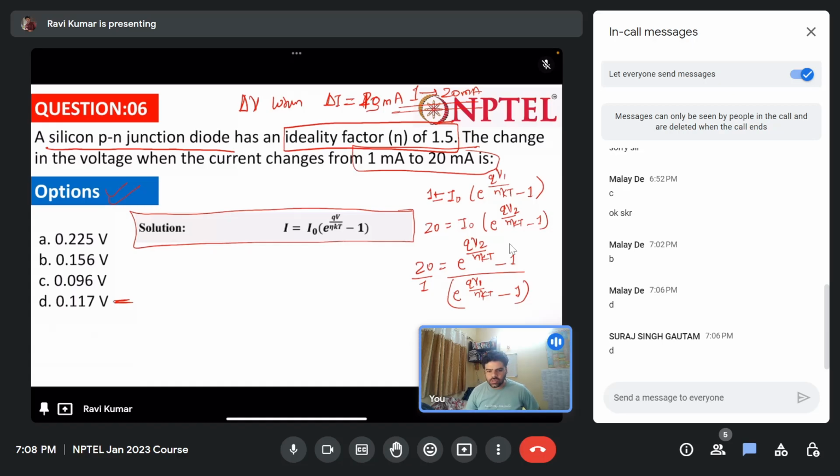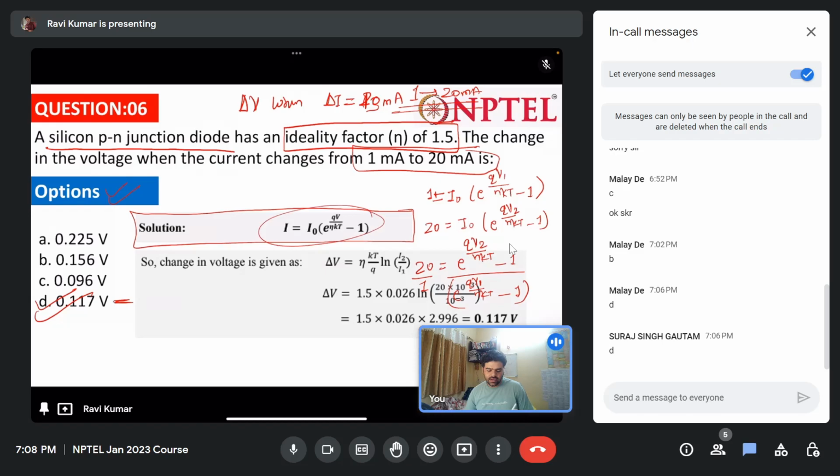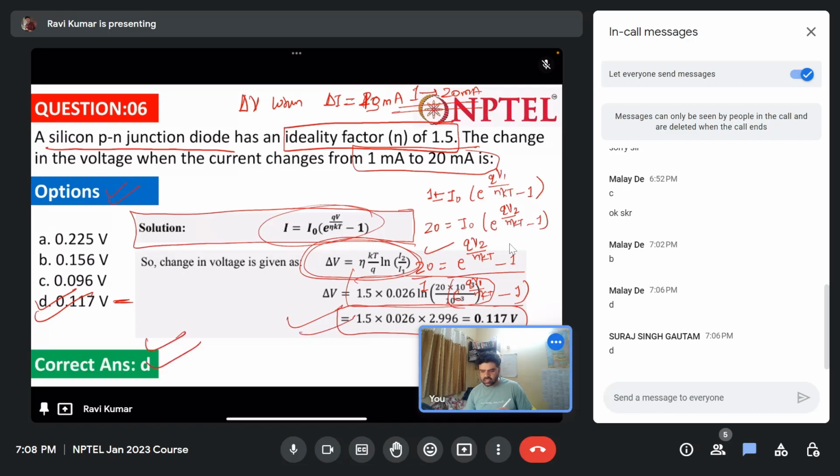Oh, Suraj also saying D. Okay then. D. Yes. This is the solution. Here you can see if you convert this equation in terms of delta V, then this is the short form of this equation. And in this equation, you directly can put these values. And yes, D is the answer here.